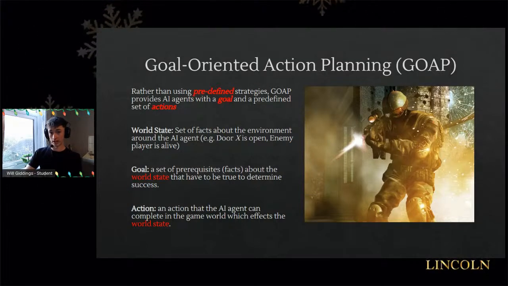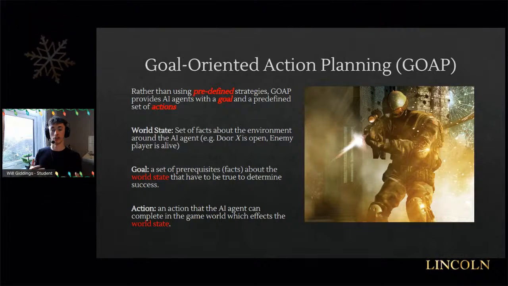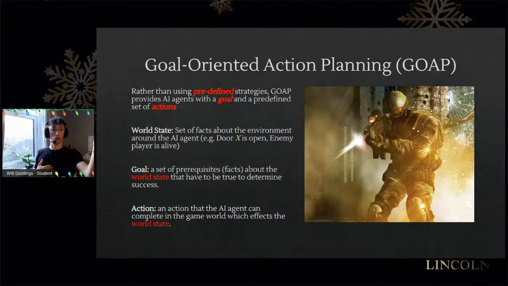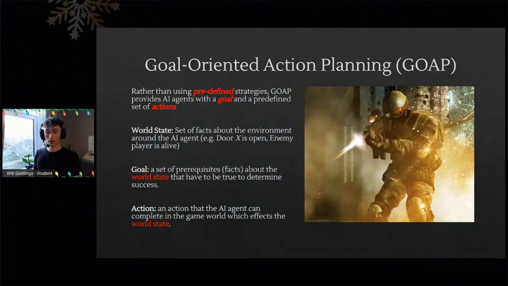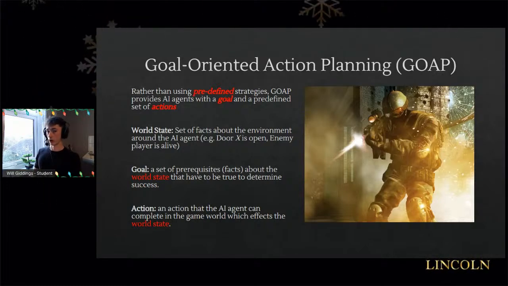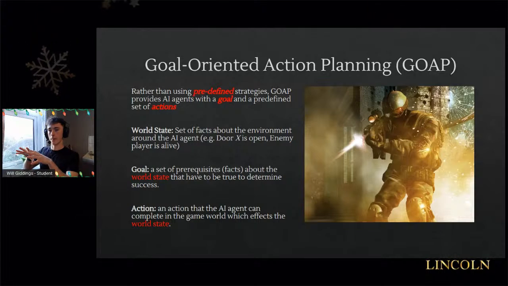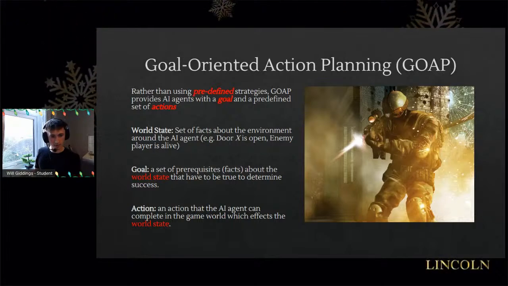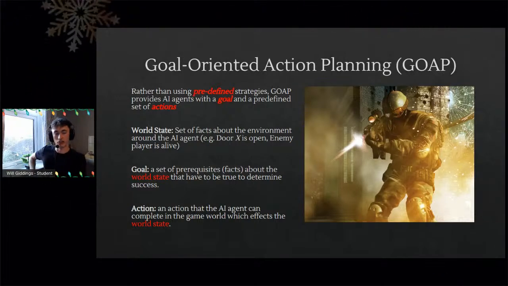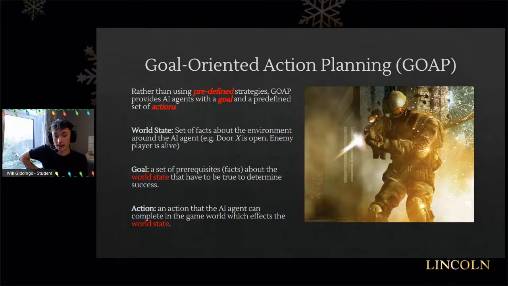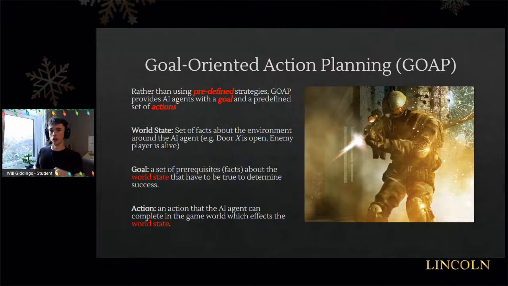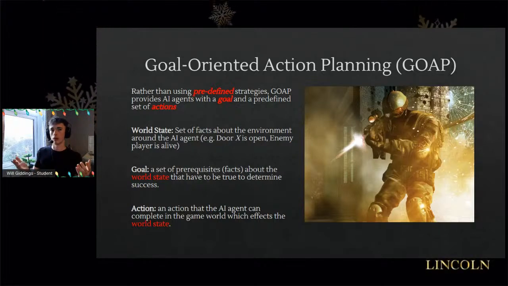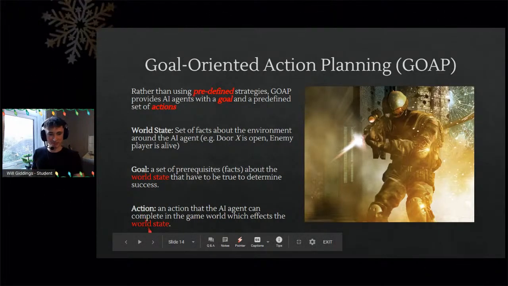So a goal is a set of these world states that have to be true in order for that goal to be considered a success. Say a world state fact is that the door is closed. You could set a goal for that AI that the door is not closed. So it'll try to find a ton of actions that build up and result in the world state of door closed becoming door open. An action is something that an AI agent can complete in the game world, which will influence the world state. So opening a door will be an action that influences the world state and now makes door closed into door open. There's a lot there, I know, but you got through that one.